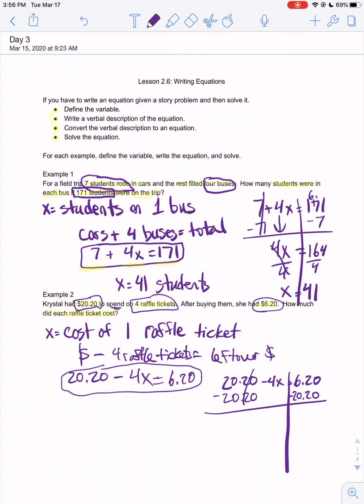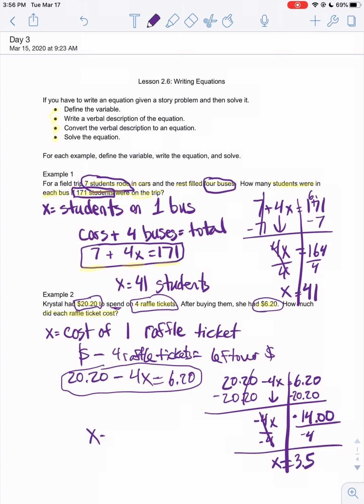$20.20 minus itself is 0. So I'm just left with negative 4X. Don't forget to bring that negative sign. And then $6.20 minus $20.20 would be negative $14. Next, I have to divide both sides by my negative 4. Negative 4 divided by negative 4 is 1. So I'm left with X equals negative 14 divided by negative 4, which would be 3.5.